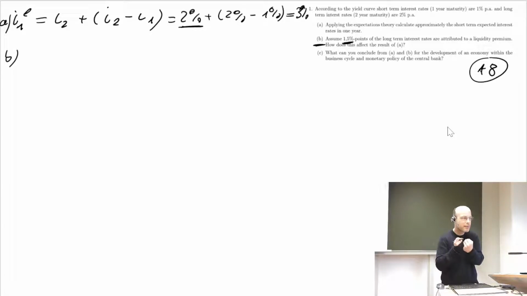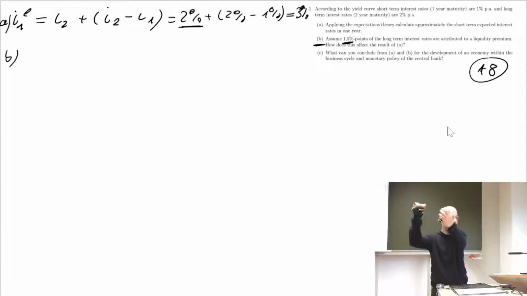And if I assume that I know how large the liquidity premium is, and I still want to apply the argumentation from the expectation theory, then of course I have to subtract this liquidity premium before I can start the calculation of the expectation theory. Okay? Because this has nothing to do with the argumentation of the expectation theory.